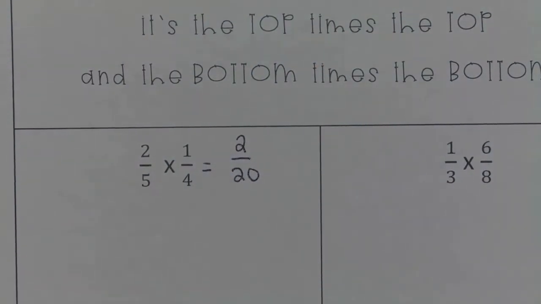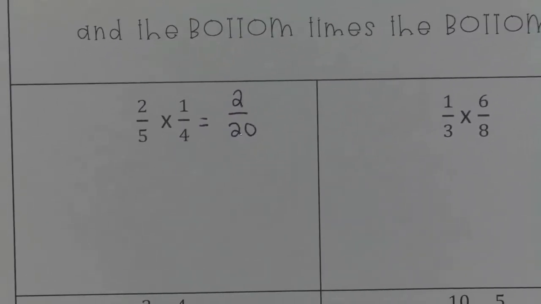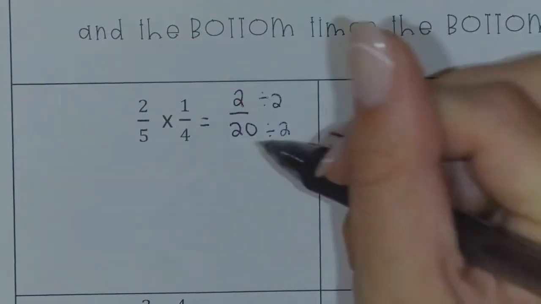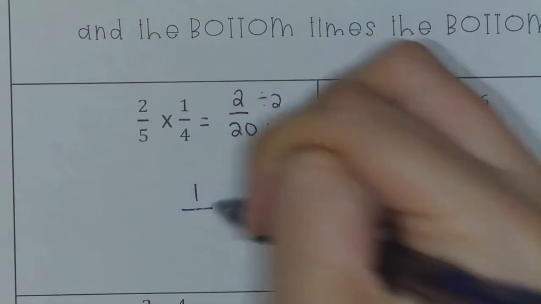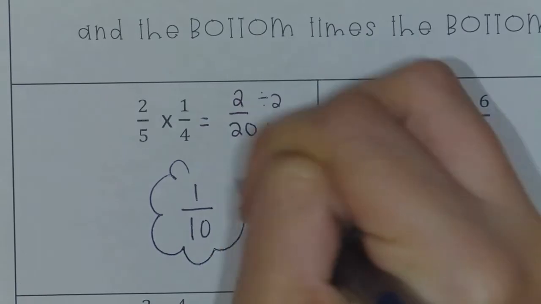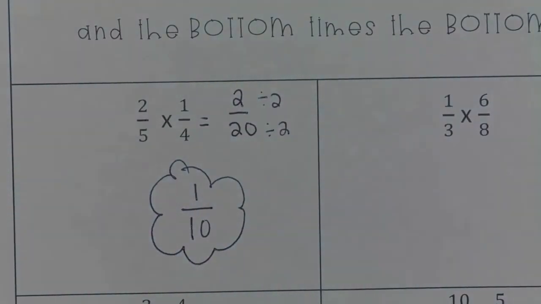So all I have to check and see is, can I simplify? So 2 and 20 do have a factor in common. They're both divisible by the number 2. So 2 divided by 2 would give me 1. 20 divided by 2 would give me 10. So I get a final answer of 1/10.